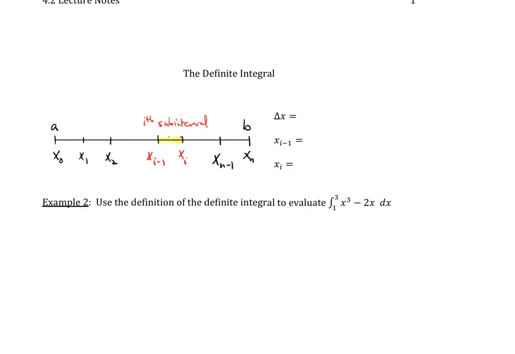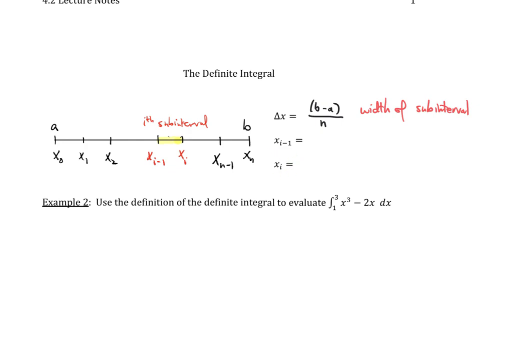So we talked about delta x before. Delta x is just going to be b minus a all divided by n. So this is the width of the subinterval, of all the subintervals, because they're equally spaced. It's a regular partition. Okay. What's more interesting is this xi minus 1. So before we talk about what xi minus 1 is, maybe we should talk about what xi is. That would be easier to look at first.